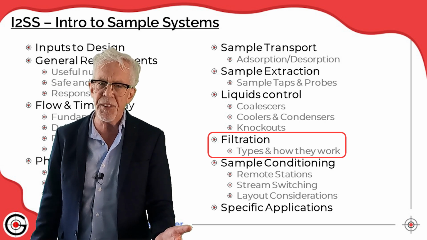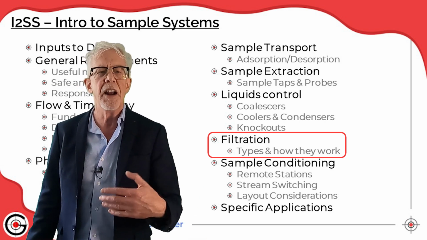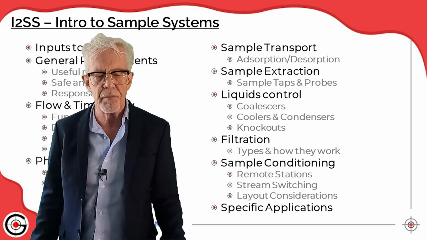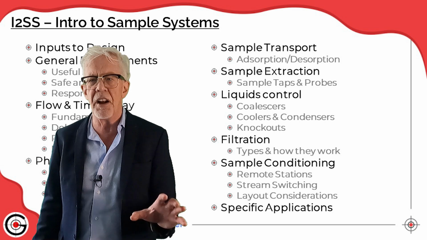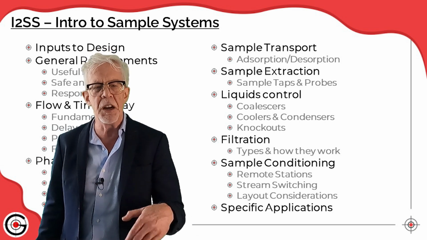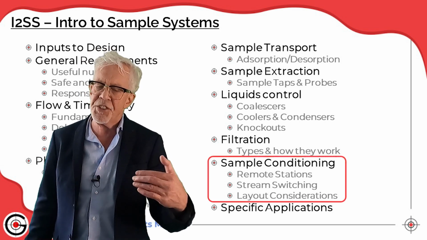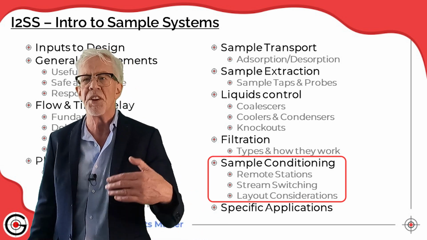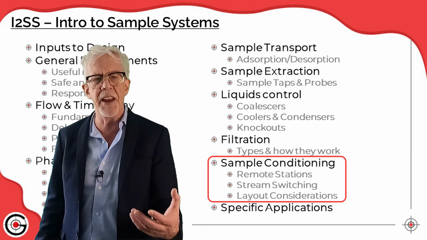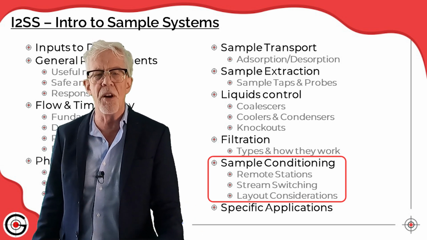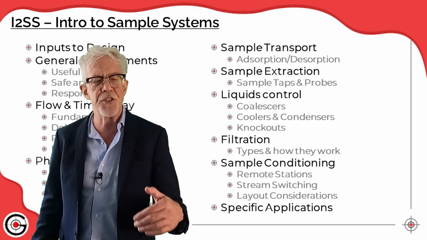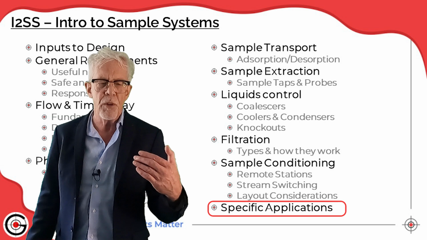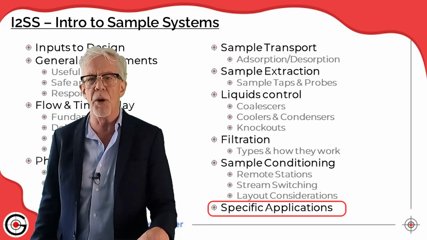And we'll discuss what types of filters we use, how they work, and what we need to consider when we're designing a filtration system. After we've covered all of those subjects, we'll be able to start talking about full sample conditioning systems and some of the other parts of them, like remote stations or field stations, fast loops, stream switching, and some general layout considerations that impact how our sample systems work. And then we'll touch on some very specific applications, like emissions monitoring or refinery liquids monitoring, distillation towers.